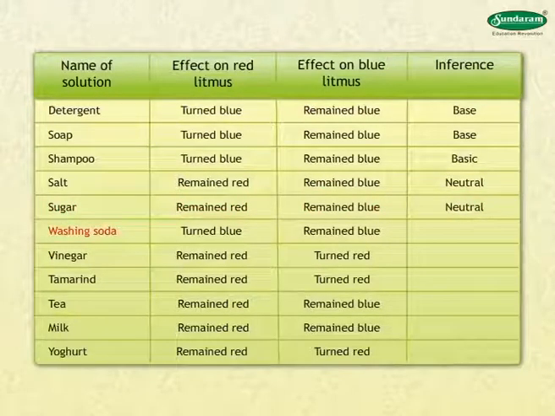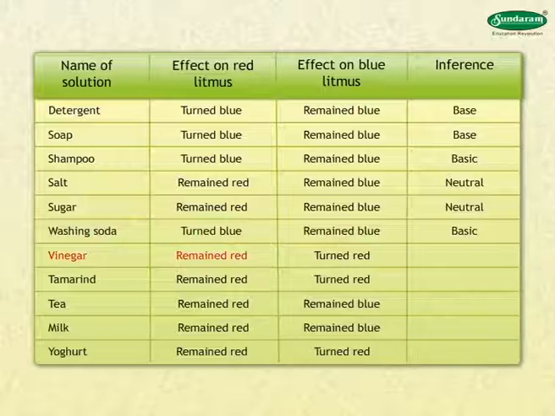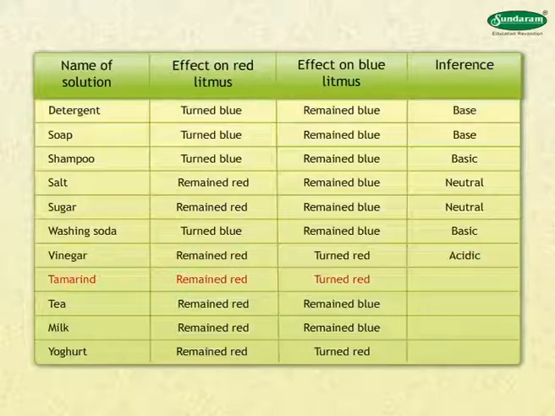In washing soda, red litmus turned blue and blue litmus remained blue, so it is basic in nature. In vinegar, red litmus remained red and blue litmus turned red, so it is acidic. In tamarind juice also, red litmus remained red and blue litmus turned red, so it is also acidic in nature.